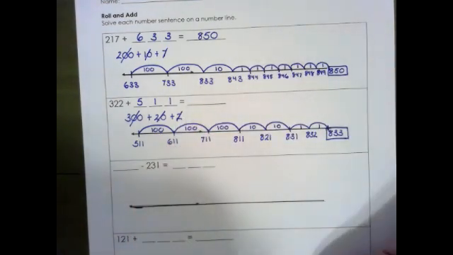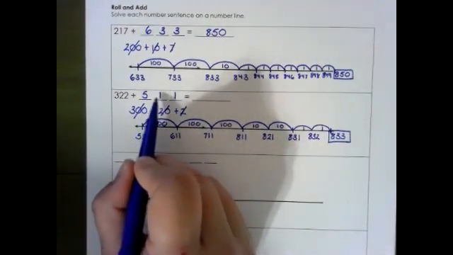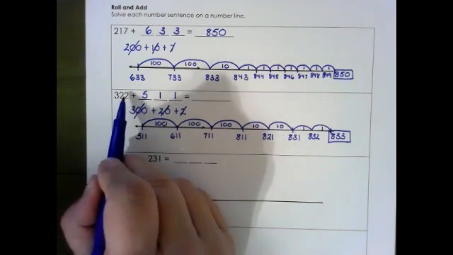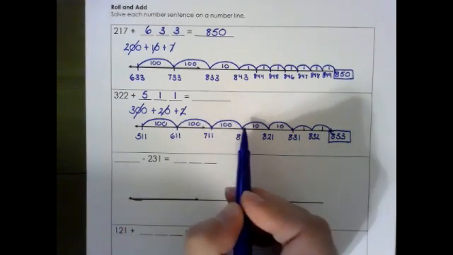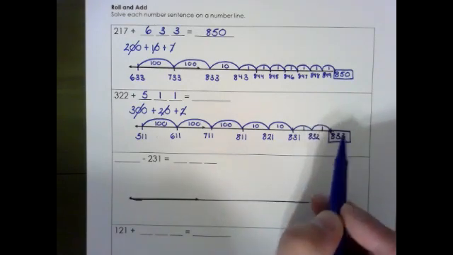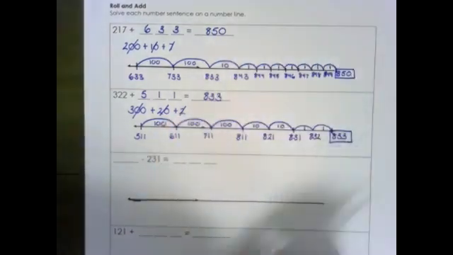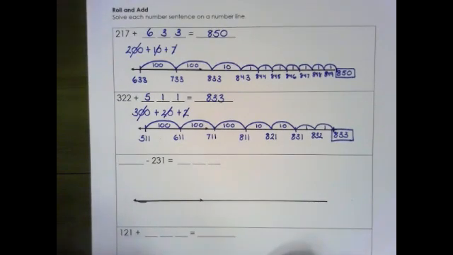We jumped our ones. We started at 511 because it was the bigger number. And then we jumped 322. 3 hundreds, 2 tens, and 2 ones. And our answer is 833. Jumping on the number line to add is kind of fun. Let's do one more together.